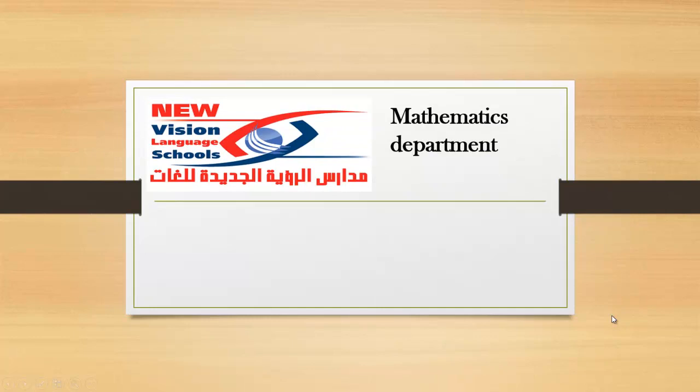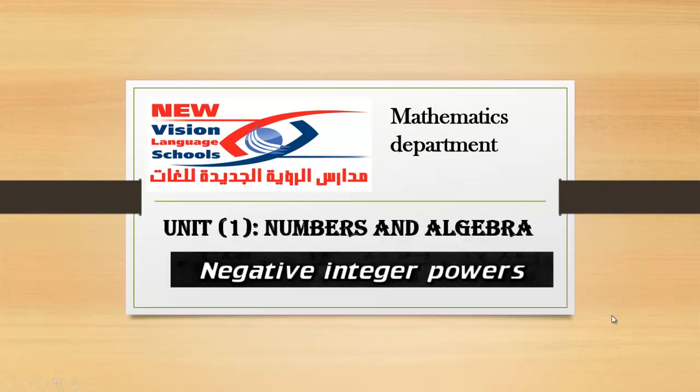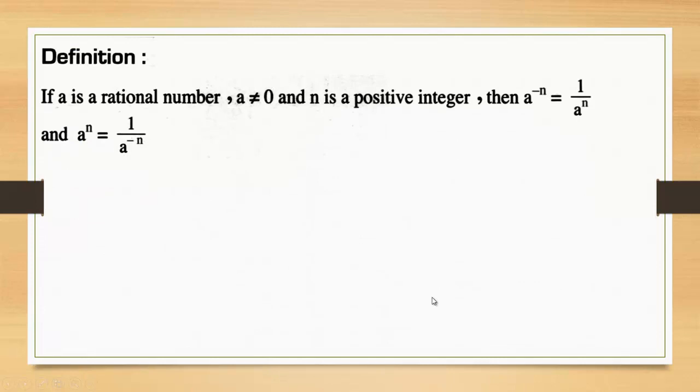Our lesson today is about lesson 3, unit 1, negative integer powers. Let's start. The definition: if a is a rational number and a doesn't equal 0, and n is a positive integer, then a power negative n equals 1 over a power n, and a power n equals 1 over a power negative n. We can convert negative powers to a fraction and put the number and the power in the denominator, but it changes the sign of the power.